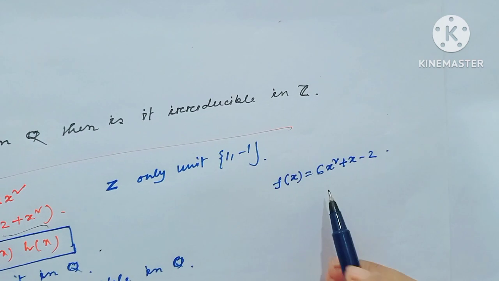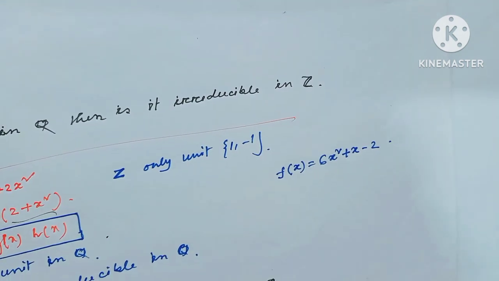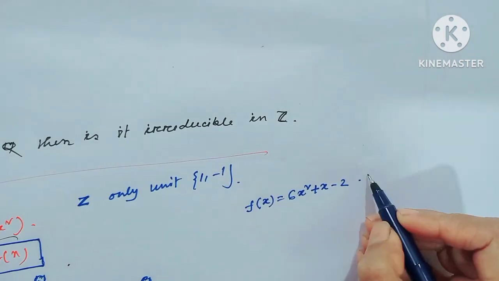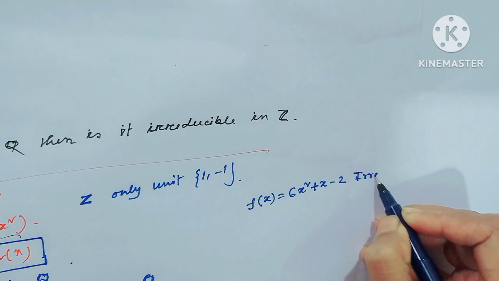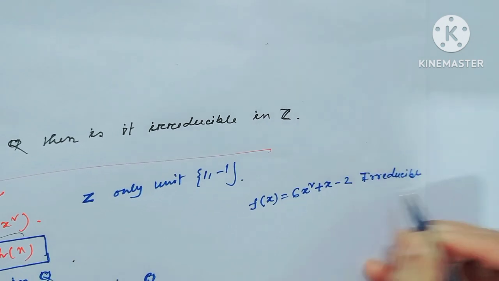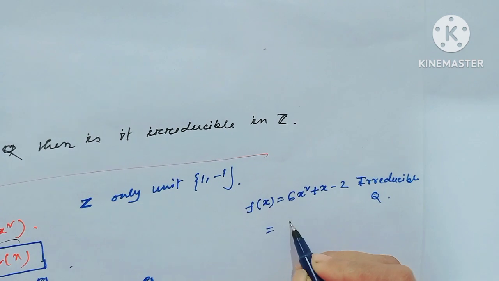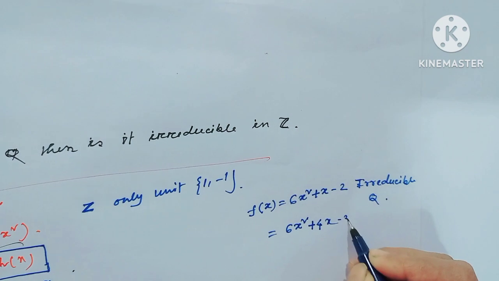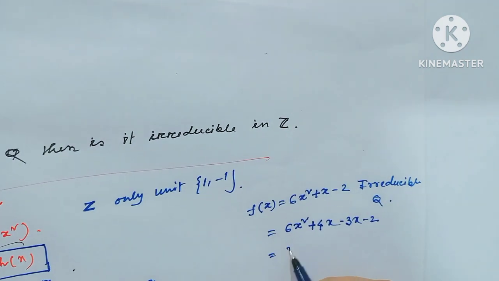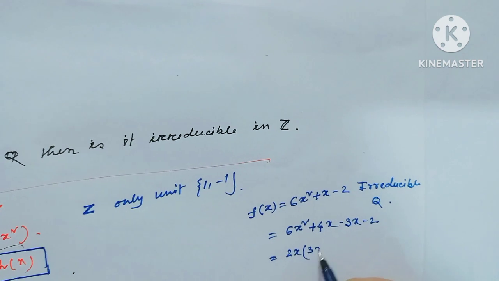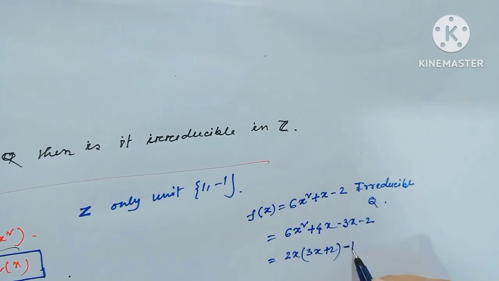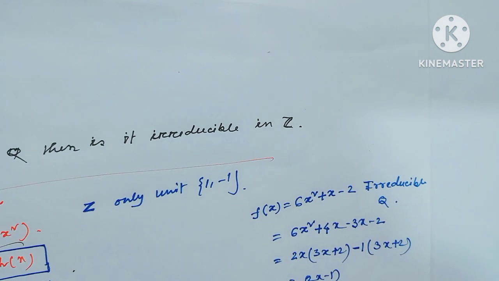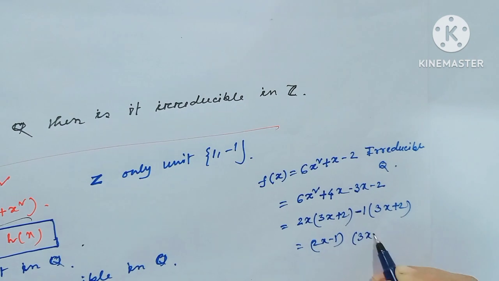As an example, consider the polynomial f(x) equal to 6x² plus x minus 2. Is this polynomial irreducible over Q? Check it. Notice this polynomial we can write as 6x² plus 4x minus 3x minus 2, which is equal to 2x times (3x plus 2) minus 1 times (3x plus 2). That means this is (2x minus 1) times (3x plus 2).